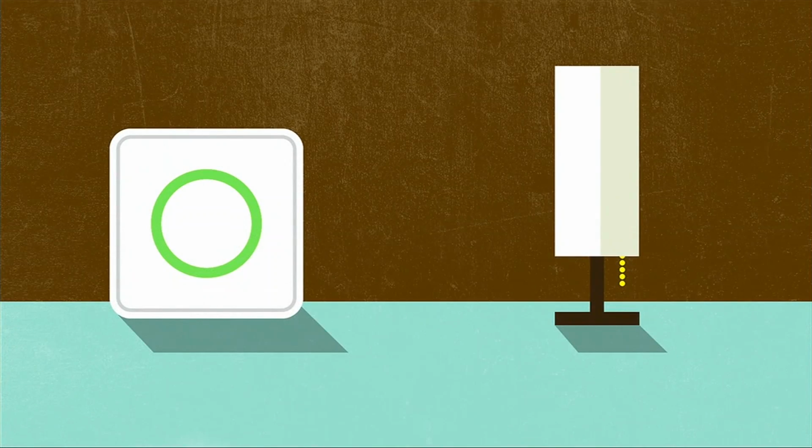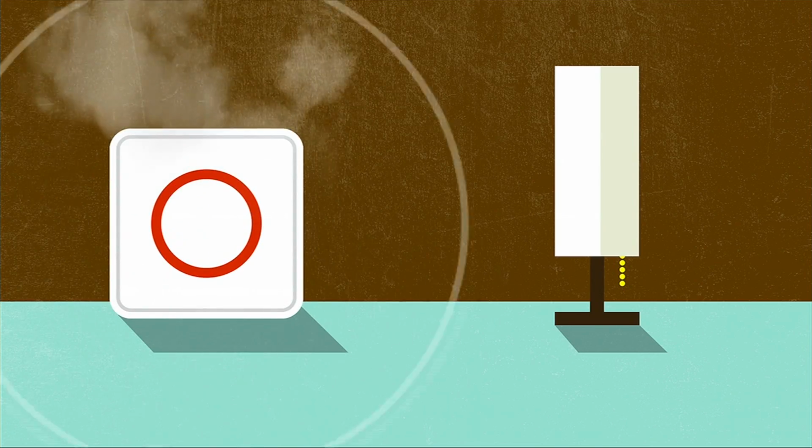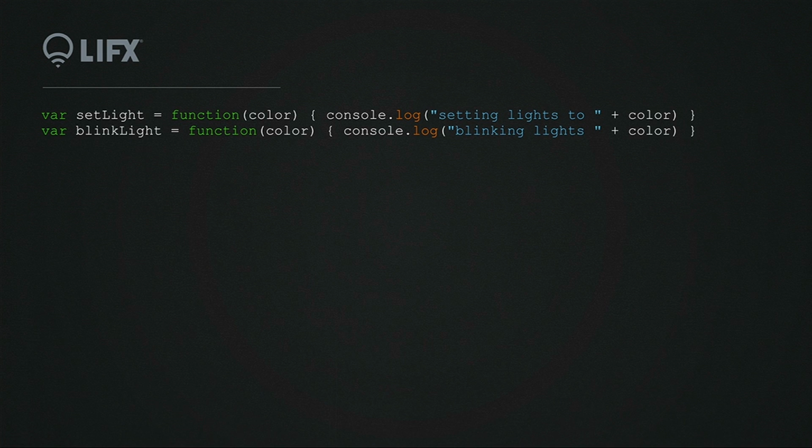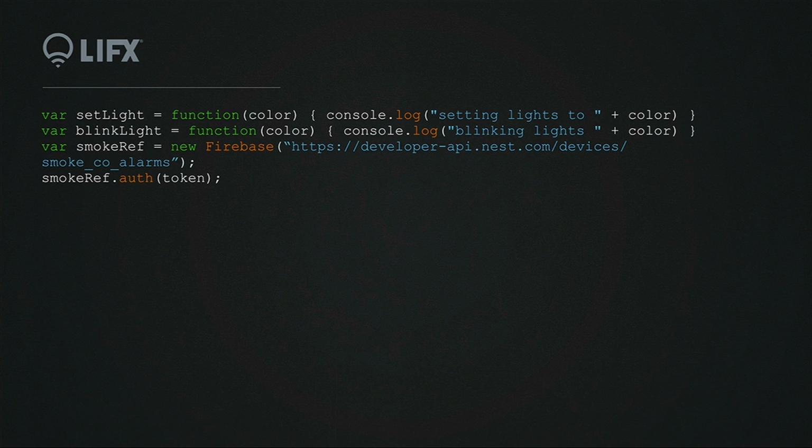The last one we have is LIFX. This one is using the Nest Protect APIs to respond to changes in alert state. When it senses smoke, it can change the lights to blink red, which gives people better visibility in smoke, and also provides visible cues for people who are hearing impaired. So again, this will look really familiar for the first couple lines. Oh no, it changed. Here we're going to set up some functions to set lights and blink lights, but now it looks familiar. So we connect to Firebase, we authenticate with our token.